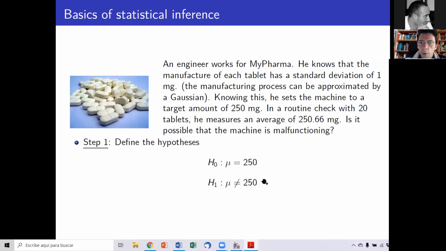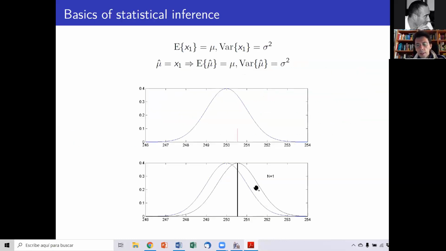So what I want to prove is the alternative. Remember that you can never prove that the machine is correctly functioning. For that, you would have to see all the tablets forever from this machine. So we want to disprove the null hypothesis, and we want to show that the machine is deviated either above or below the specified concentration. So let's see how the data is collected. Let's say that I observe a single tablet.